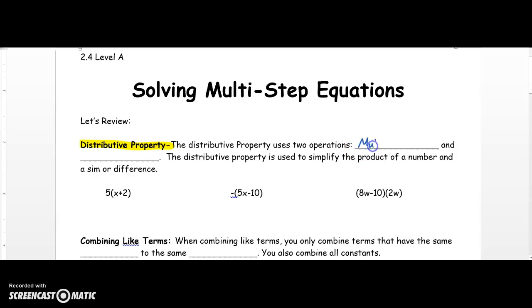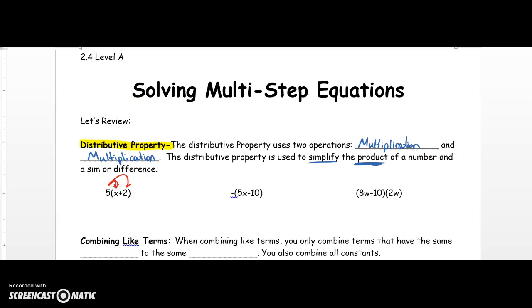Multiplication, and then can you guess the next one? Yep, again, multiplication. The distributive property is used to simplify the product of a number and a sum or difference. Before, like I said, I want to get used to drawing arrows. Any number attached to the parentheses means we are going to be multiplying, but you have to multiply twice because there are two terms inside right now.